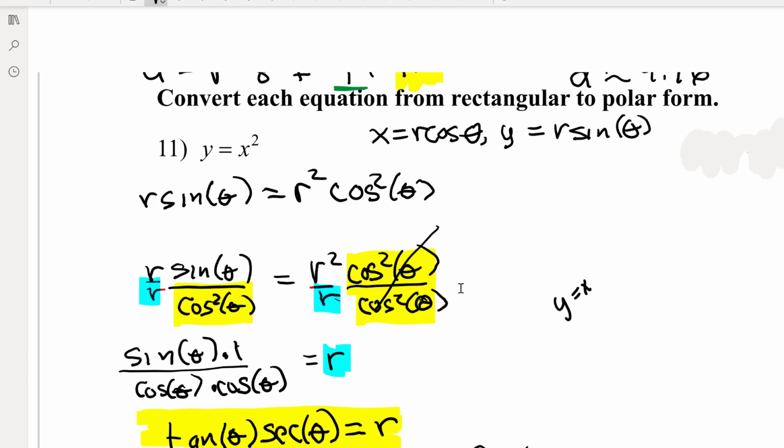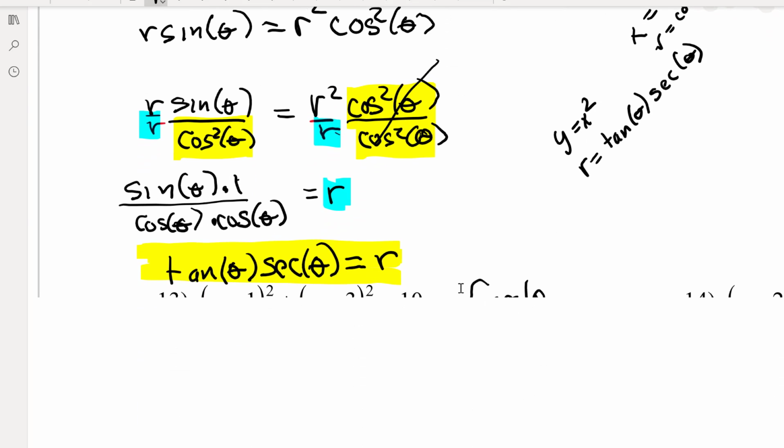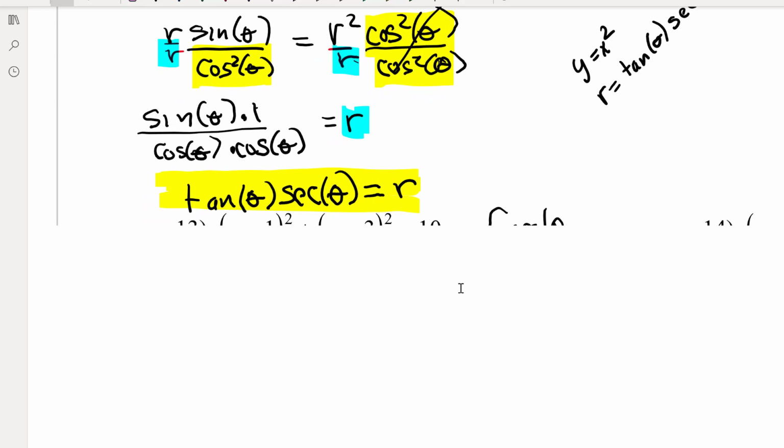Y is equal to x squared is the same as r is equal to tangent theta secant theta. So guess what? I'm guessing that if x is equal to y squared, r would equal cotangent theta cosecant theta. All right, let's look if there's another one real quick. Oh, I'll pause this.